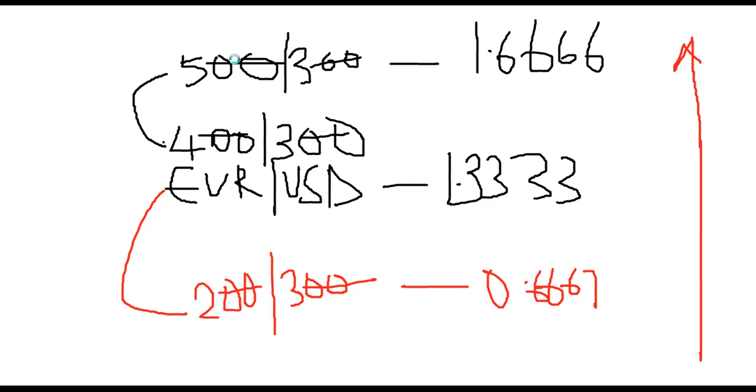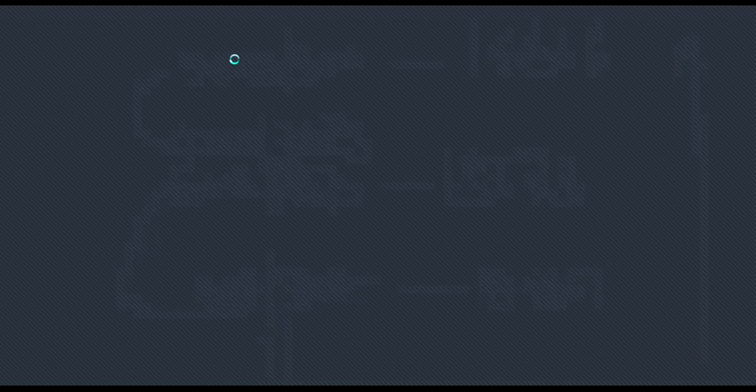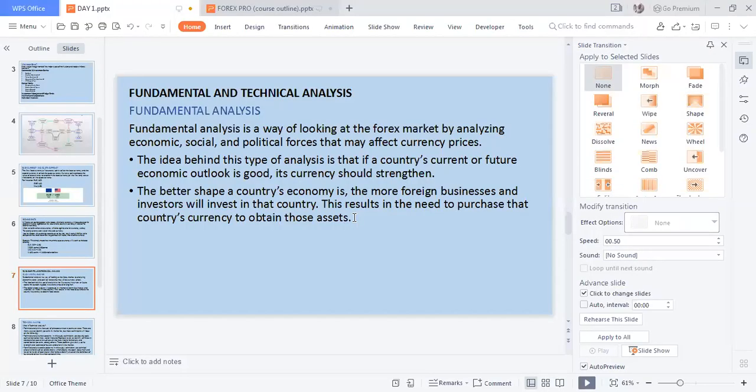So that is that in the forex market. While we wait for trading view, let's continue. The next one is fundamental analysis. Hello class. There are actually three types of analysis. There is fundamental analysis, and there is technical analysis, and there is sentimental analysis.